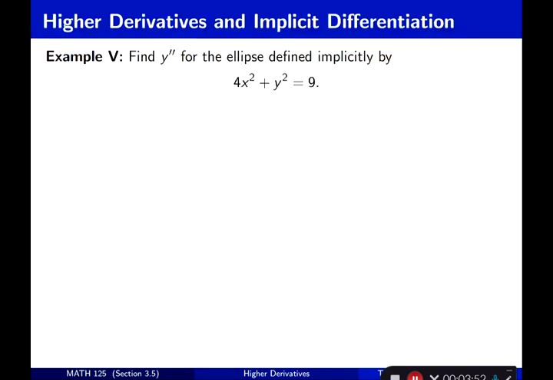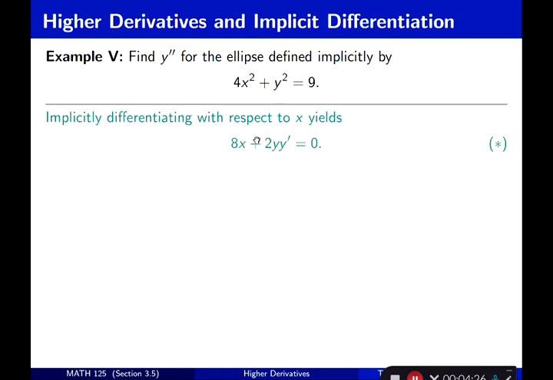Now, higher derivatives and implicit differentiation. We've seen implicit differentiation at this point. Now what do we need to do to find a second derivative using implicit differentiation? Find y double prime for the ellipse defined implicitly by 4x squared plus y squared equals 9. So we know how to implicitly find y prime, right?